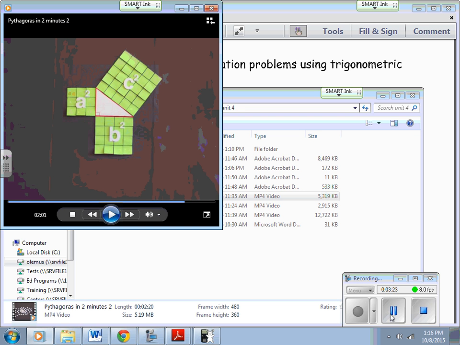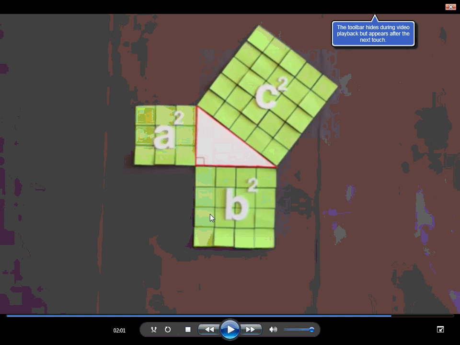All right. Now, take a look at right here. Just a couple things about the Pythagorean theorem. You notice this side measures 3, and this side measures 4, and this side measures 5. You guys see that?